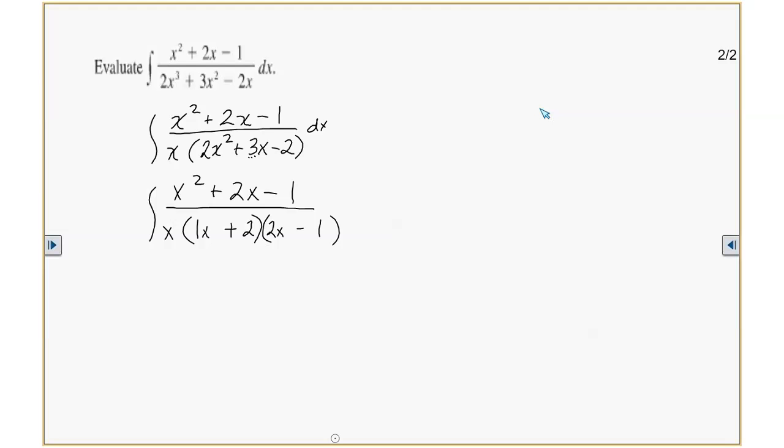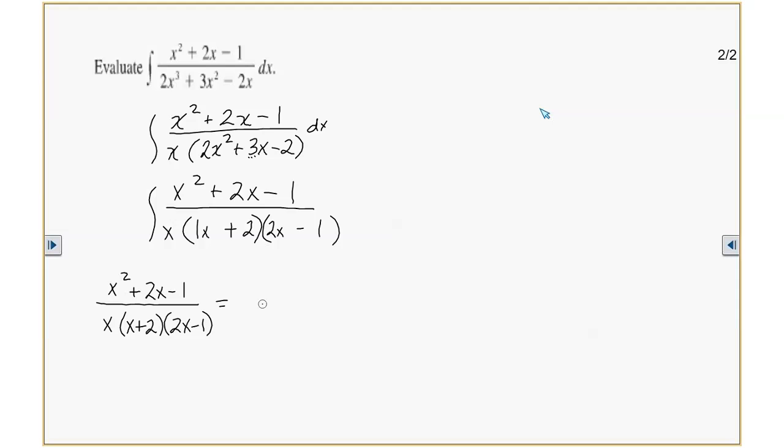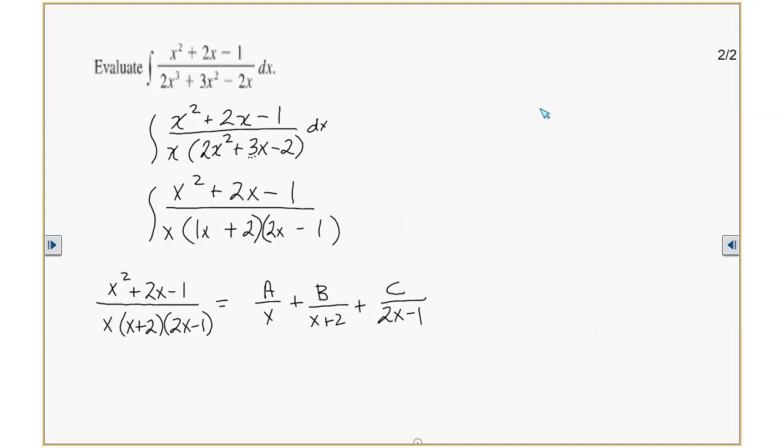So I'm going to take that setup and we're going to go ahead and set it up. x squared plus 2x minus 1 over x times x plus 2 times 2x minus 1 is equal to a over x plus b over x plus 2 plus c over 2x minus 1. All right, now work out your partial fractions if you haven't done so.